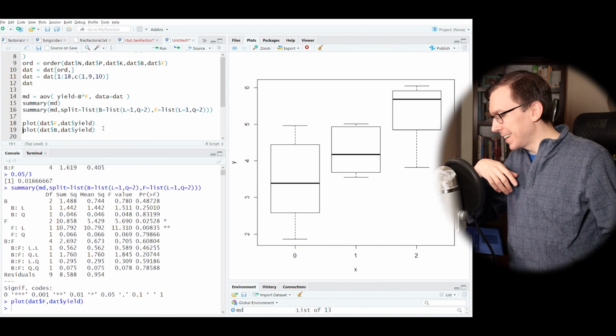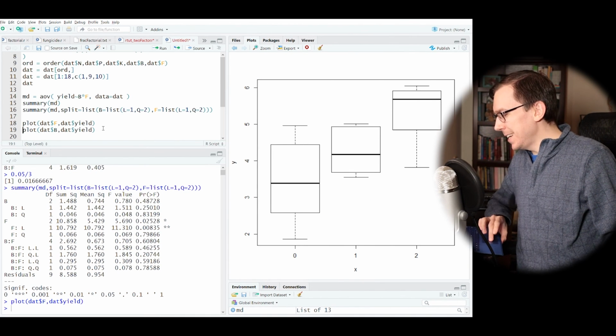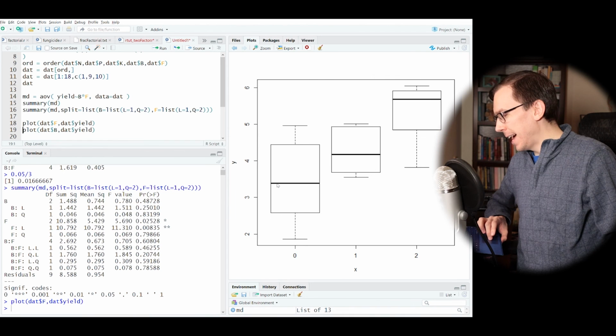Aha, and it's increasing. Excellent. So as you can see here, at 0, when there's no filter mud, we have a yield that is lower, and then it starts to go up and up as we add some filtered mud and we add even more filtered mud treatment.